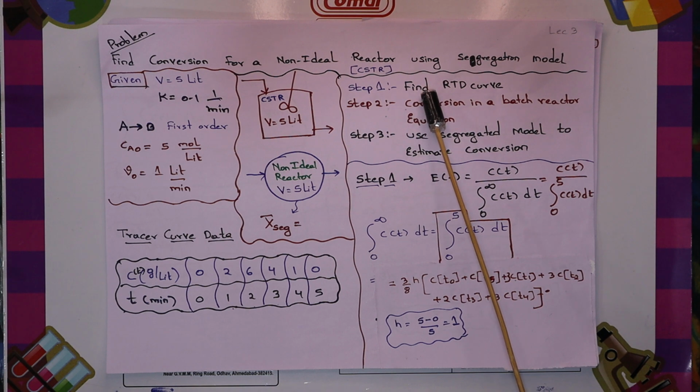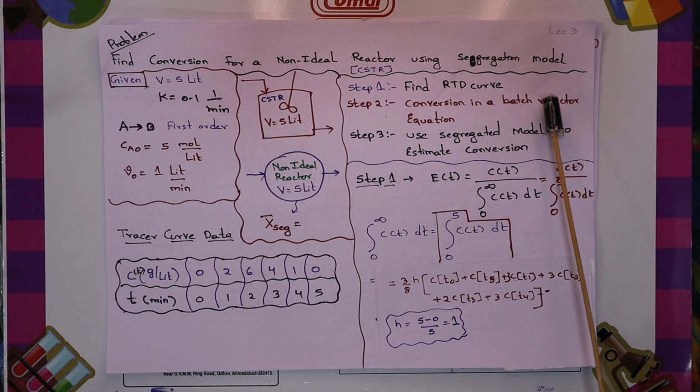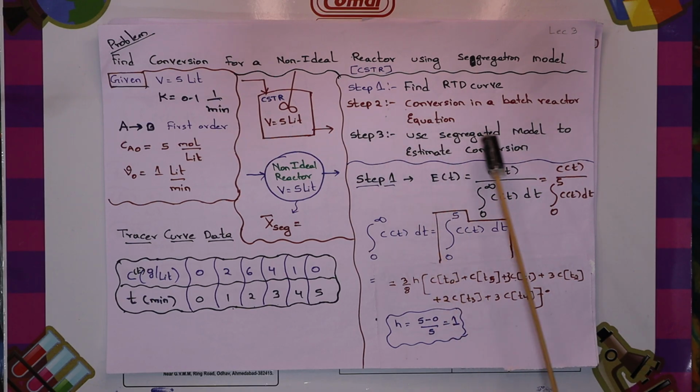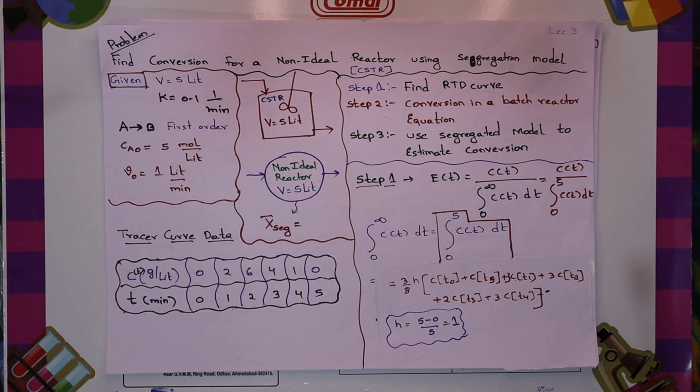What are the steps? Step 1 is to find the RTD curve. Step 2 is to find the conversion in a batch reactor. And step 3 is to use the segregated model to estimate the conversion. So step 1, let us find the E curve. The E curve can be calculated as C of t divided by integral 0 to infinity C of t dt. That means the concentration data and time data are there. Using this concentration and time data of the tracer experiment, you have to find the E of t data.